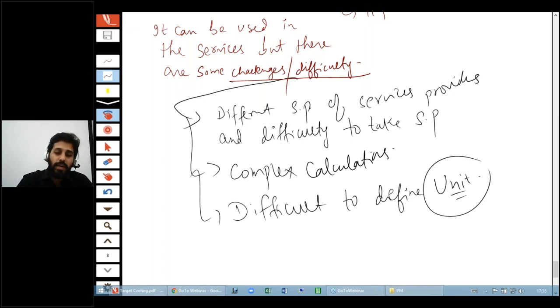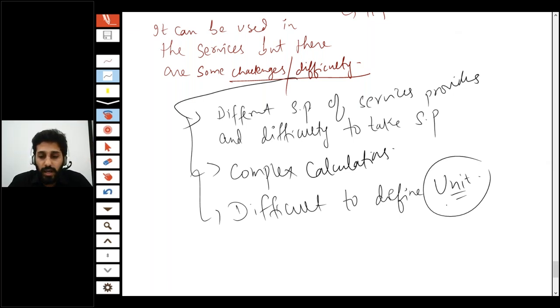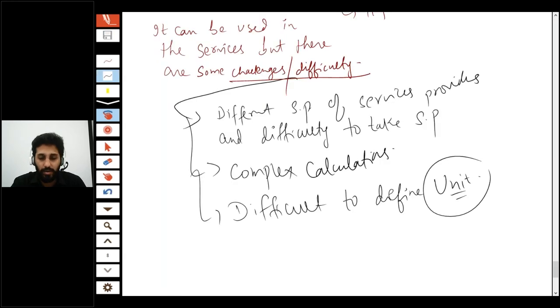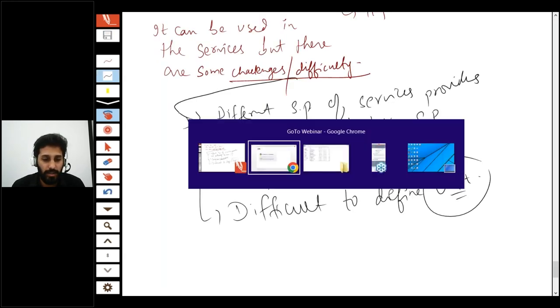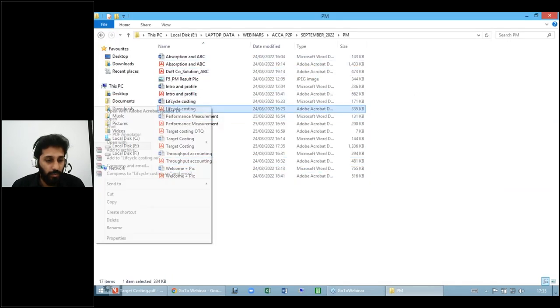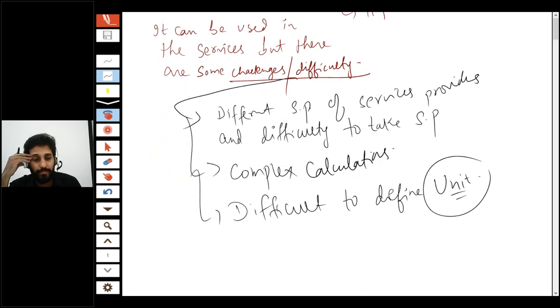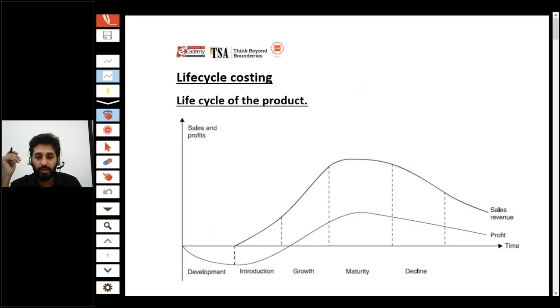Right now, we have completed the topic of target costing. We completed the topic of activity-based costing yesterday, and now I am going to start with another topic, and that is life cycle costing. So here I am opening this life cycle costing. As you have this in your handout section as well, this is the life cycle costing.